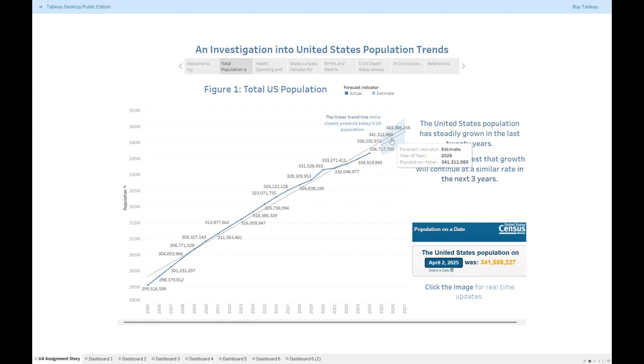Note that the linear trend line more closely predicts the current 2025 population compared to the forecast, which, disregarding the confidence interval, estimated about 1 million individuals less than what the Census Bureau reports. I suspect, due to decreasing birth rates, the United States will experience a decline in population in my lifetime.